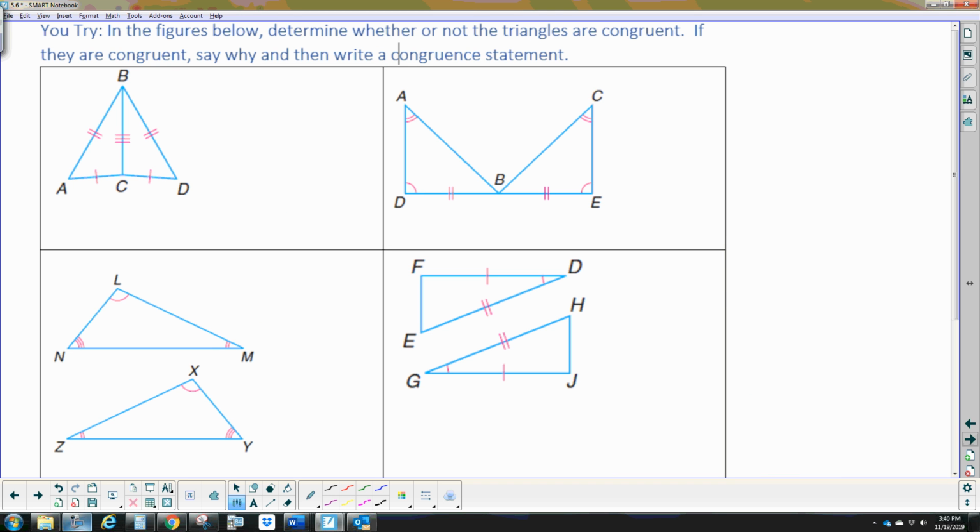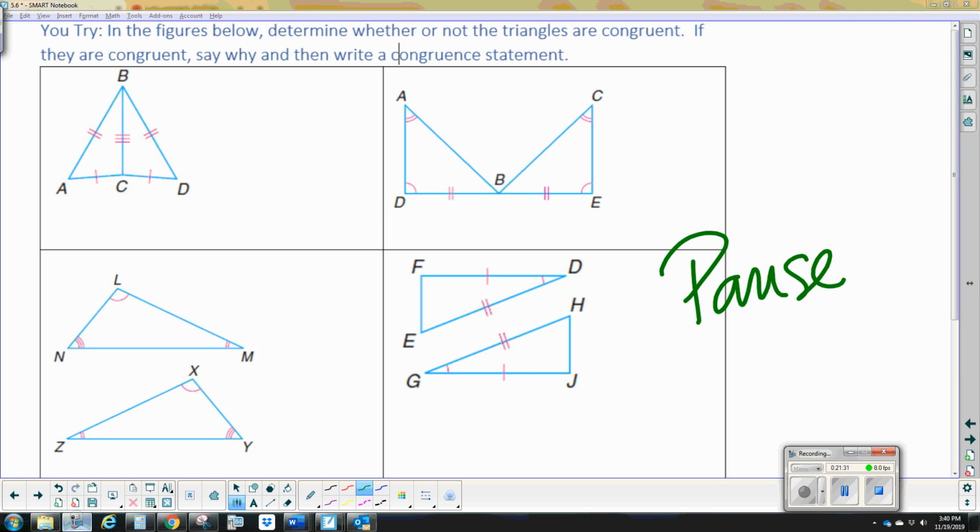Okay, try this last part on your own. You can pause the video while you work, and then you can unpause for the solution.